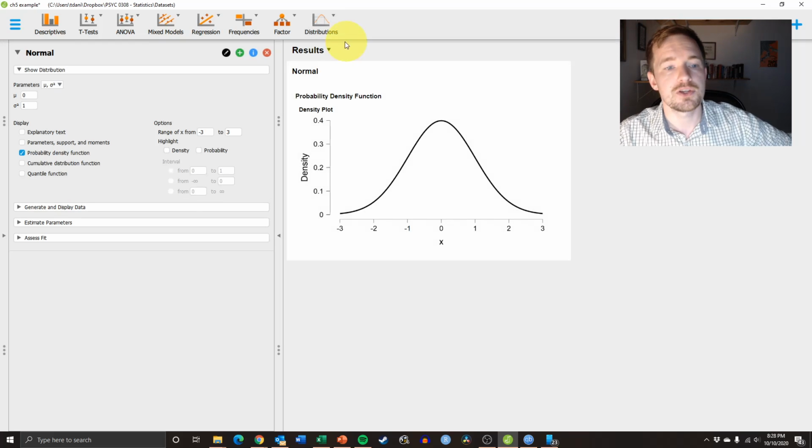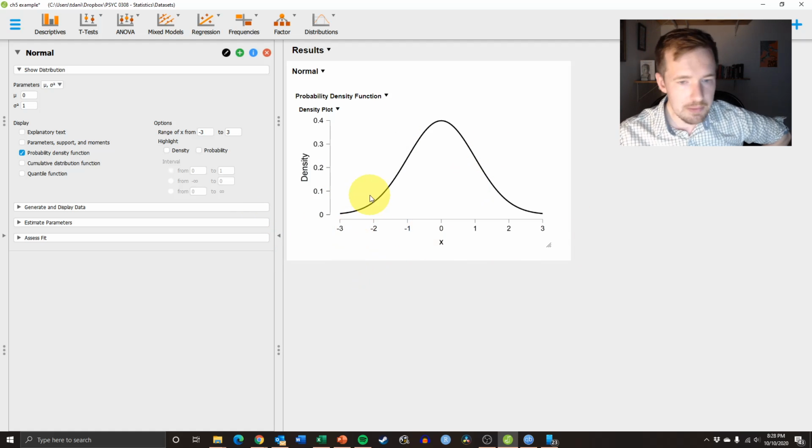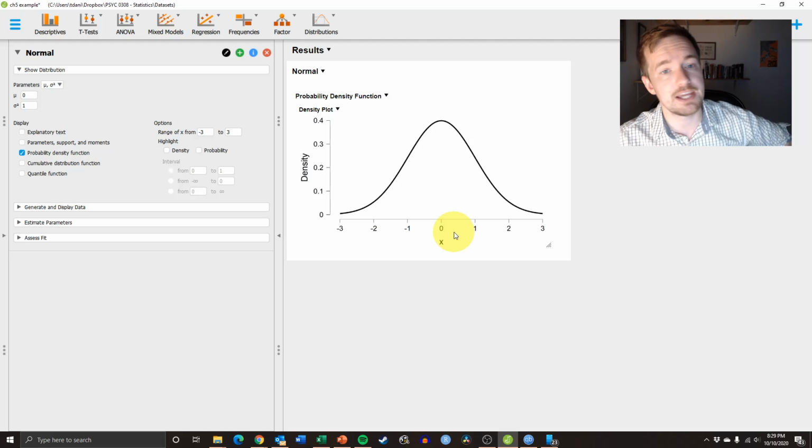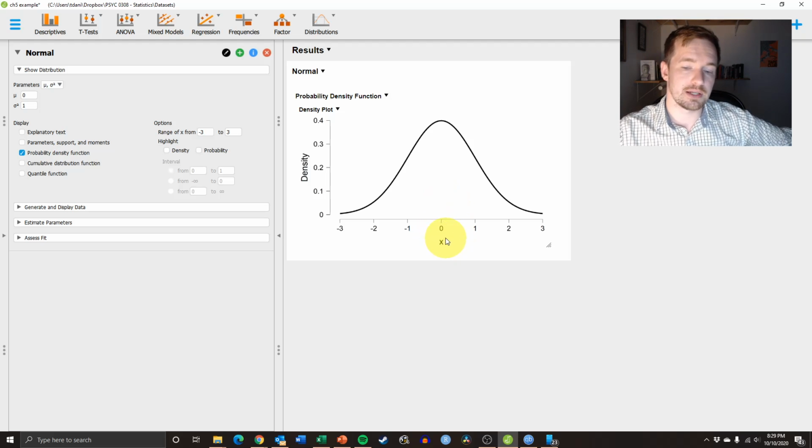Once I click on normal distribution, it has already created basically an ideal standardized distribution. So it has a mean of 0 and a variance of 1, a standard deviation of 1. So we actually want to try other things. What I'm going to be doing here is adjusting the parameters of this normal distribution, and you can do that over here.